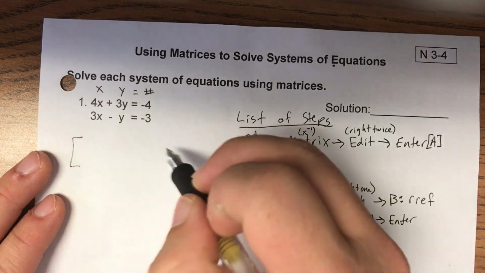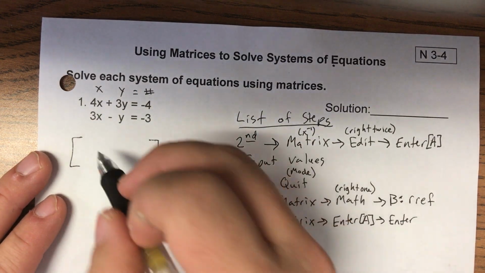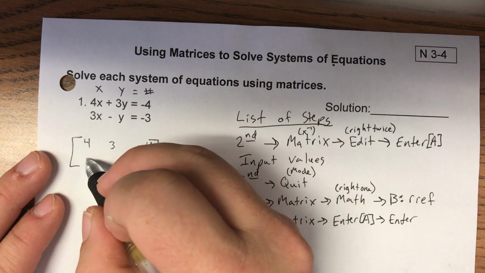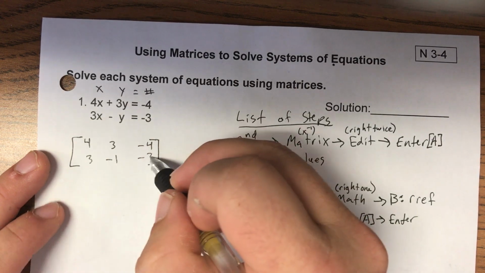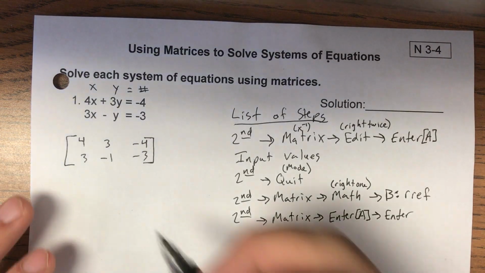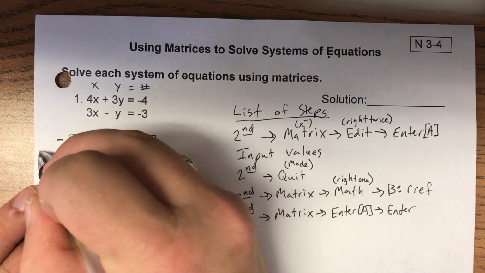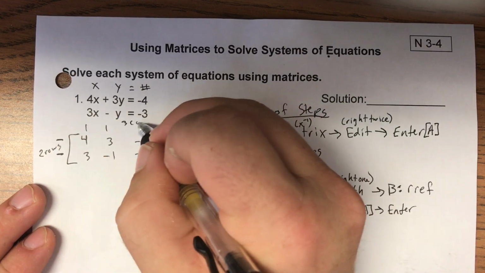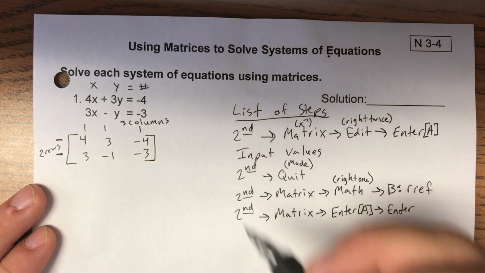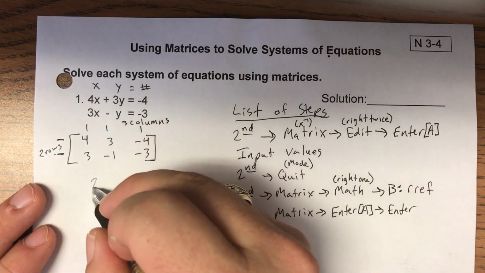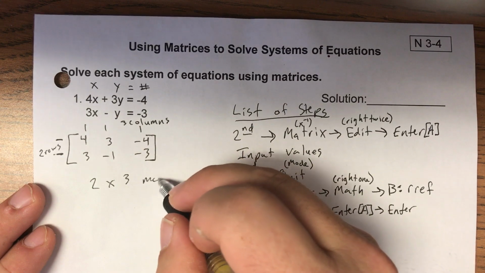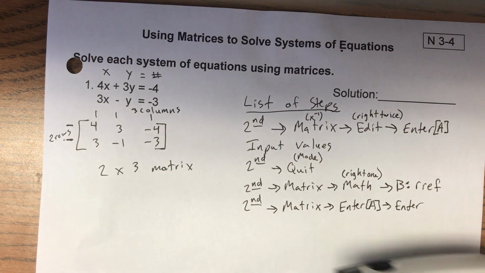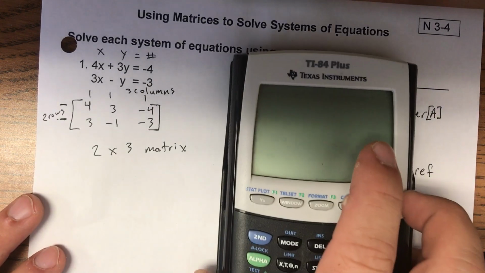The matrix will look like this, where it won't have any of the letters in it, just the coefficients. So 4, 3, -4, 3, -1, -3. That's all my matrix. With my matrix, this is 2 rows and 3 columns. And so whenever we put this in our calculator, this is a 2 by 3 matrix, where it's always your rows first and your columns second. And so now we'll practice putting this in our calculator.